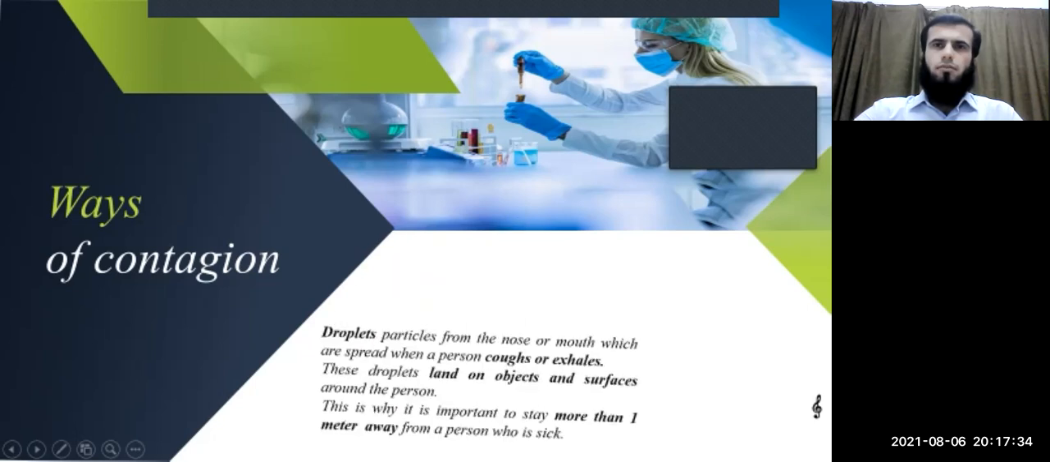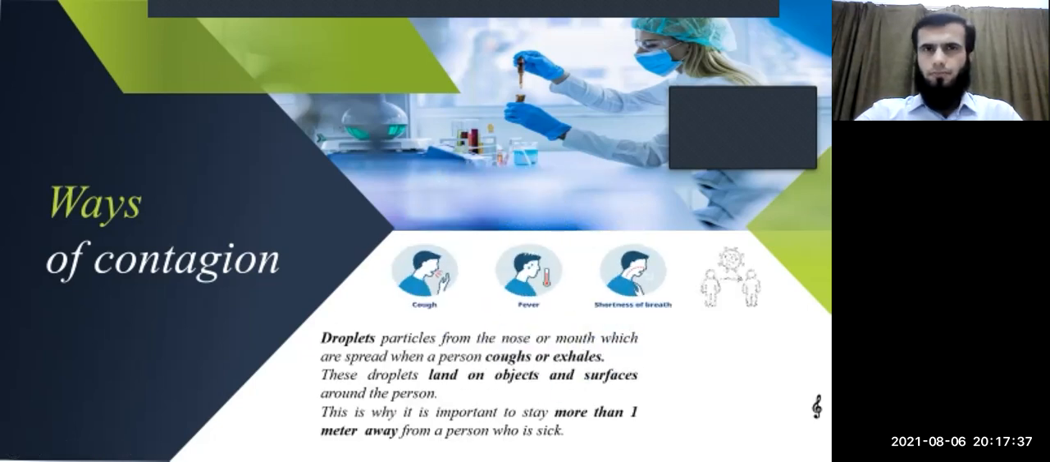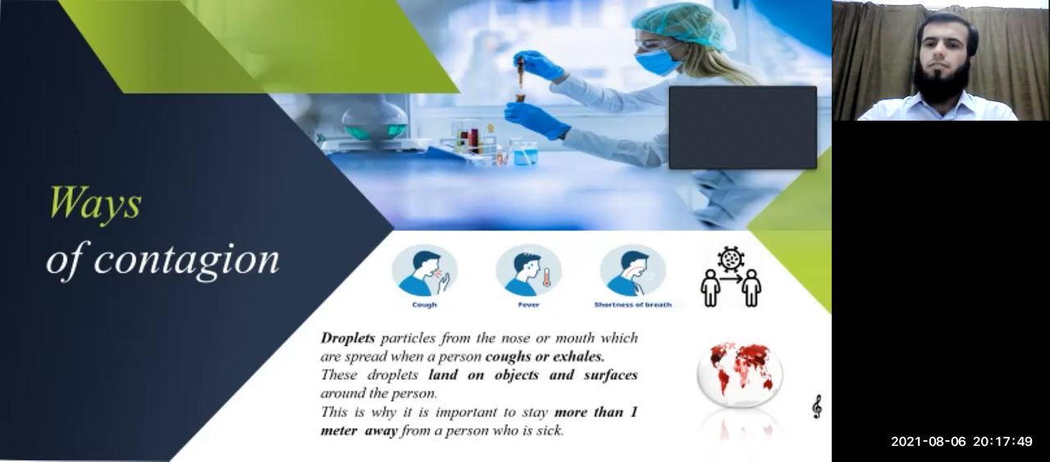COVID-19 also has some symptoms and ways of contagion. It is like cough, fever or chills, shortness of breath or difficulty breathing, muscle or body aches, sore throat, new loss of taste or smell, diarrhea and headache, nausea or vomiting, congestion or runny nose. Some people infected with the coronavirus have mild COVID illness, and others have no symptoms at all. This is why it's important to stay more than 1 meter away from a person who is sick.